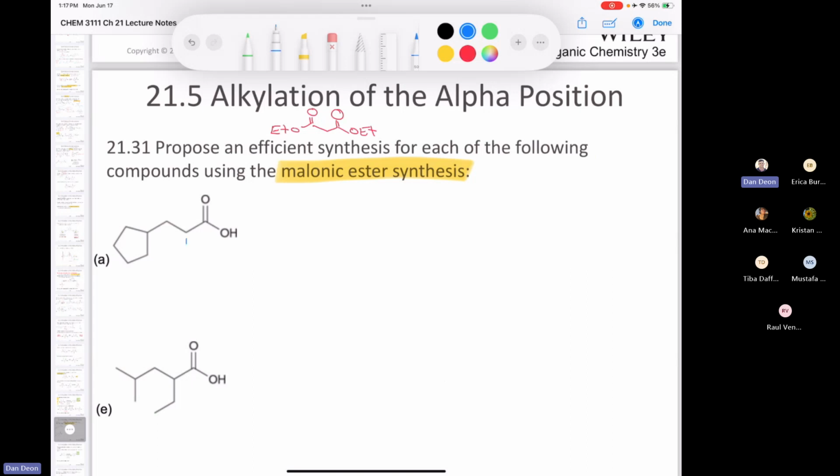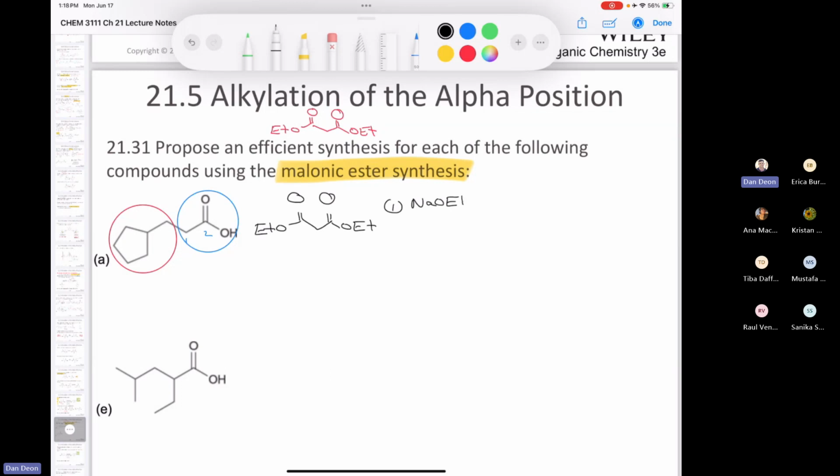And then I'd say, okay, 1, 2 carbons. I know that this part of my molecule is going to come from diethylmalonate. Okay, the rest of it, all of this is going to come from my alkyl halide. So I'm going to start by writing down my diethylmalonate, which looks like this, like that. Okay, and then I'm going to hit that with sodium ethoxide. Then I'm going to hit that with my alkyl halide.